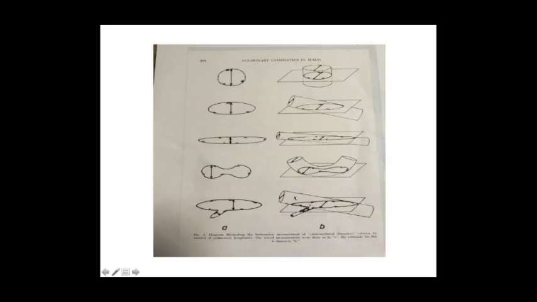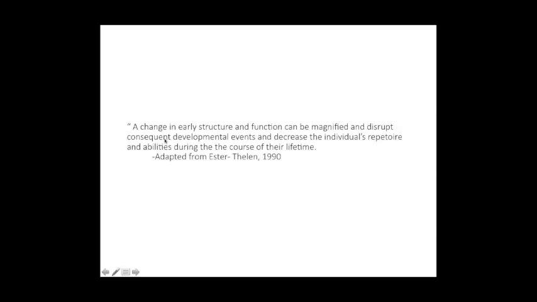Now, at 23 weeks, there are very little of those. And the respirator can accommodate until the lung and these lymphatics outgrow it. And at some point, that floppy rib cage becomes a very hard, non-compliant structure. And that's when the lymphatics really have a problem. So a change in early structure and function can be magnified and disrupt consequent developmental events and decrease the individual's repertoire and abilities during the course of their lifetime.